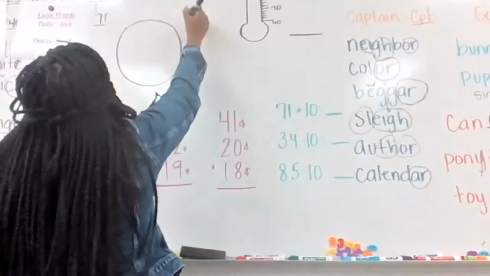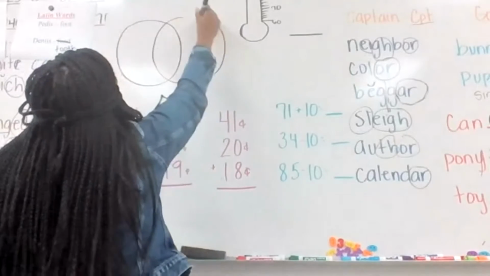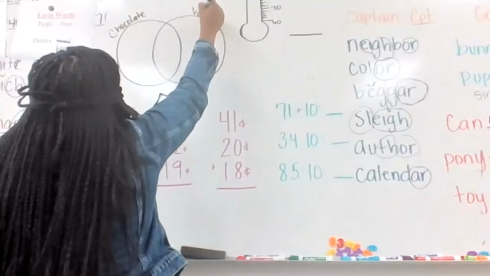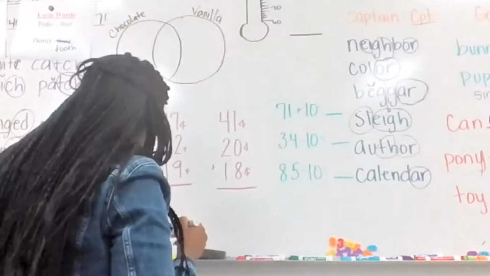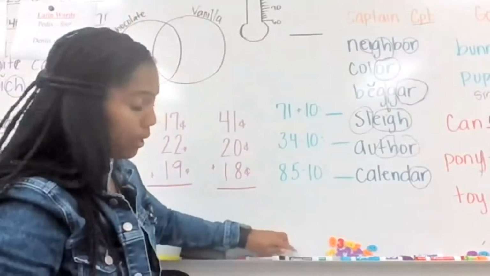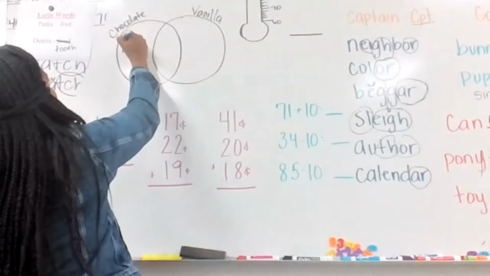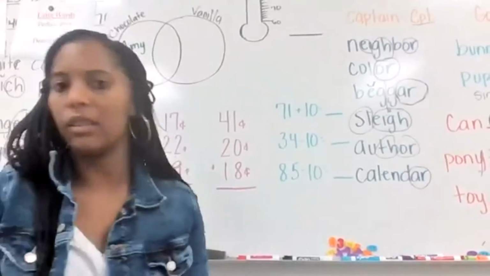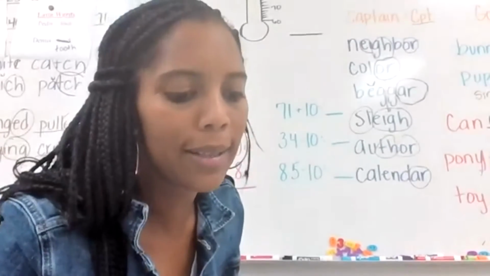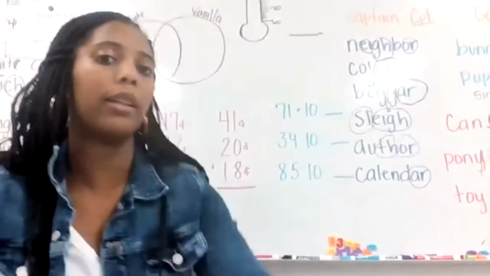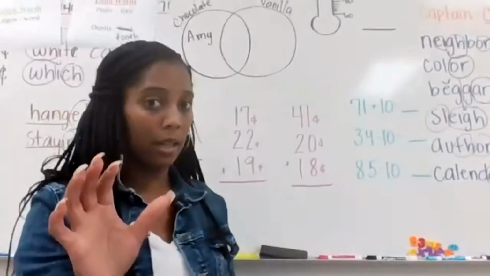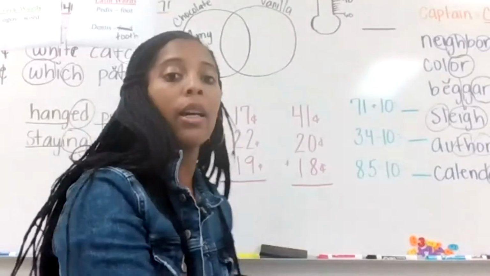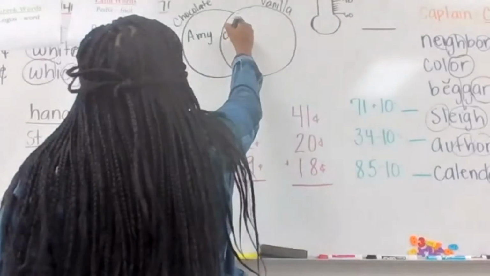Stop flipping. So Amy will go only on the chocolate side. She only likes chocolate. All right. Next we have Chris likes vanilla and chocolate. Where would his name go? In the middle, because he likes both. So put Chris's name in the middle.